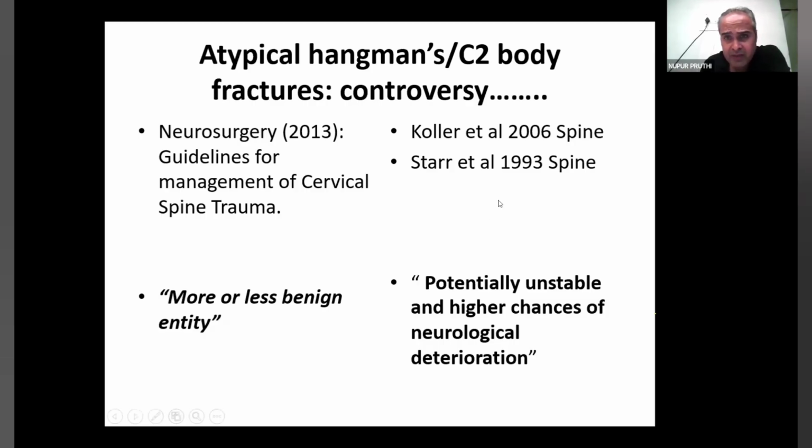Whereas there is an interesting other group, with these 2 articles and many other articles, which say that these so-called atypical hangman's fractures are potentially unstable, as we saw in those 4 cases, and have a higher chance of neurological deterioration. So managing them conservatively, you have to think again.